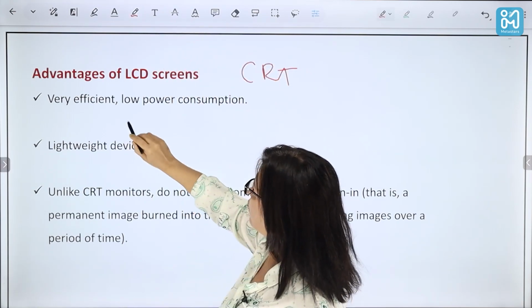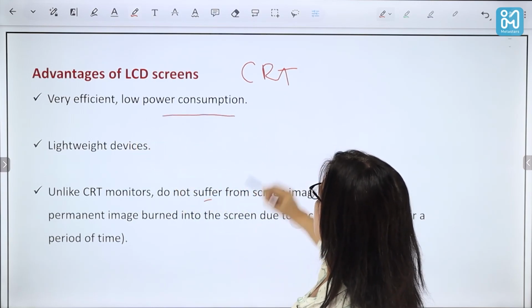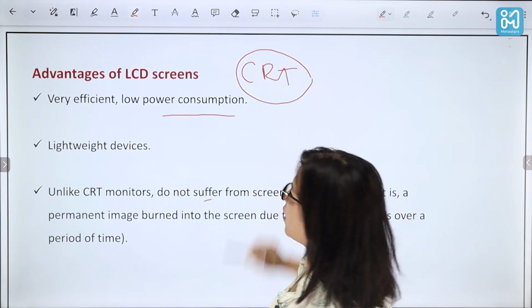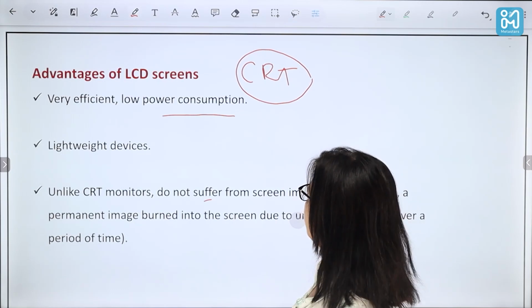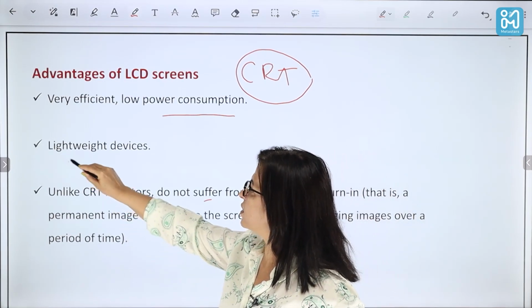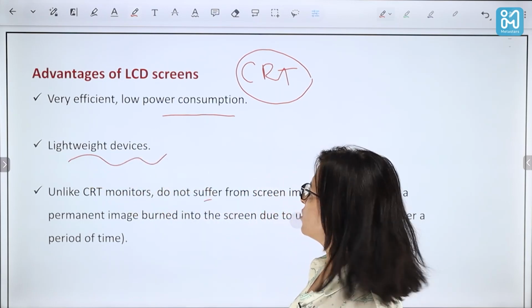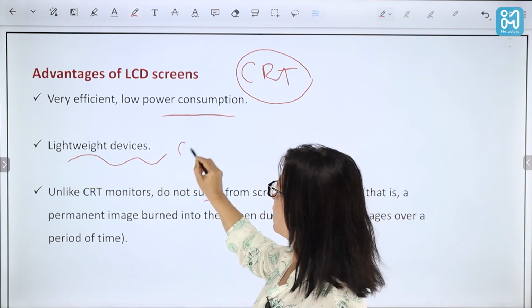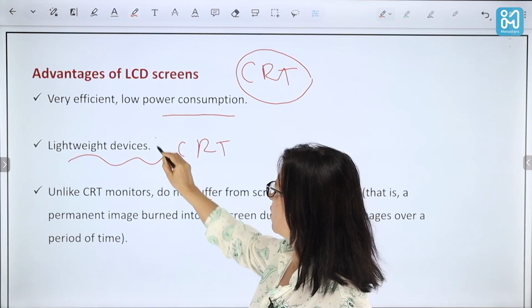So, very efficient, low power consumption. CRT has a very high power consumption. It is a lightweight device, because it's thinner than CRT, so it's lighter than CRT.